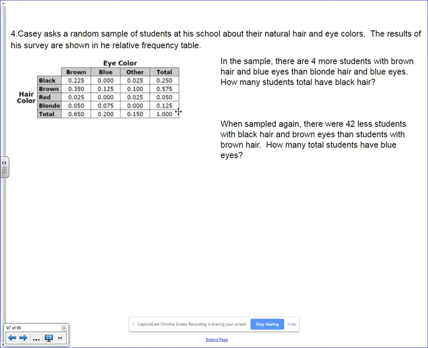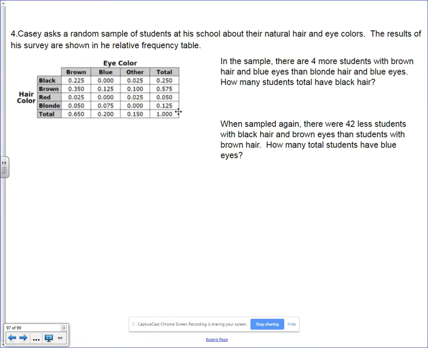All right, so let's go ahead and take a look at this. Now you'll notice I have not been given a total number of students, so that's going to be an issue. It says in the sample there are 4 more students with brown hair and blue eyes than blonde hair and blue eyes. How many students total have black hair?